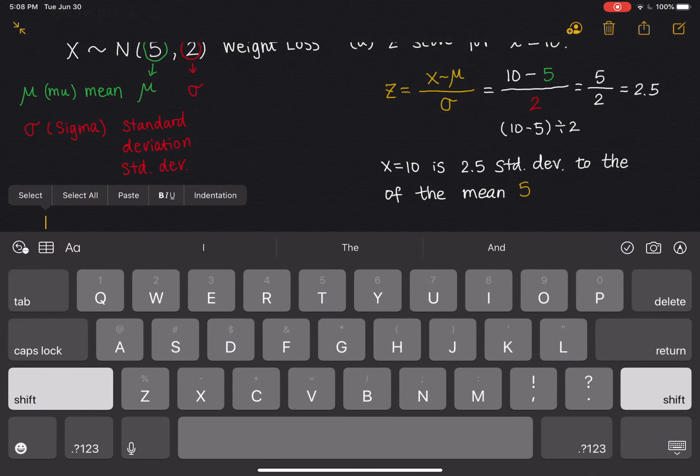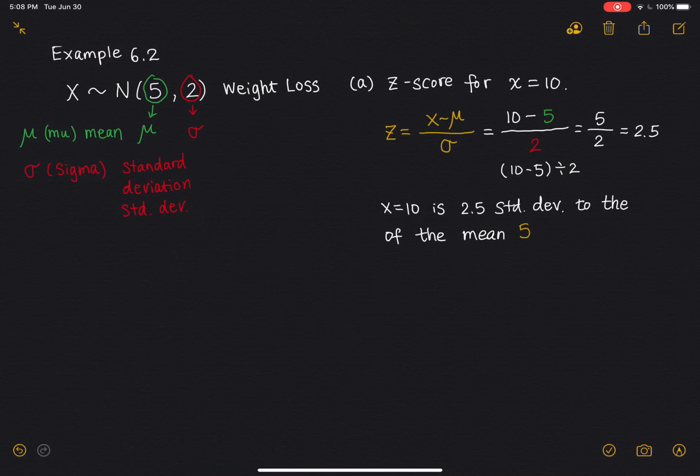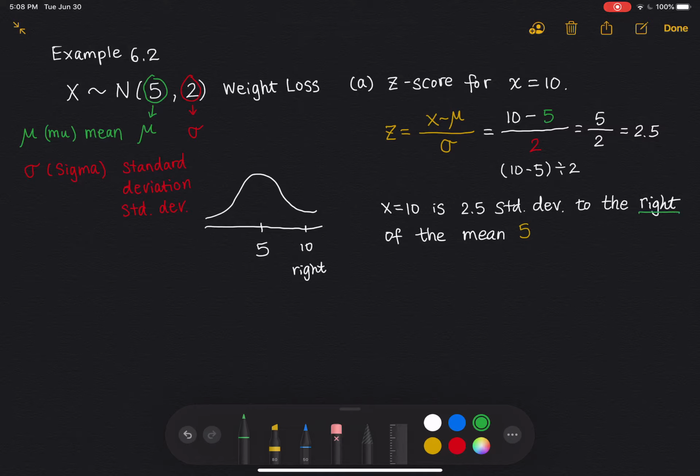You draw a picture. We know the mean, so what is in the middle is 5. And 10 is bigger than 5, so it's right here, to the right of 5. So because 10 is bigger than 5, and the z-score is positive, it's to the right. Okay, so it's to the right of the mean.